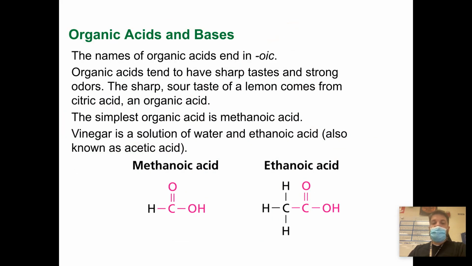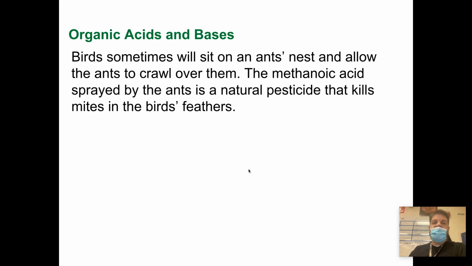All right. So let's look at this. If I go back to methane, which is CH4, and I replace an H with an oxygen, and I replace an H with OH, that's going to give me a different solution. So it's methane, I can't say the word, but it's that acid. Birds sometimes will sit on ants' nests and allow the ants to crawl over them because they have acid that's sprayed by the ants, which is a natural pesticide that kills mites in the bird's feathers.